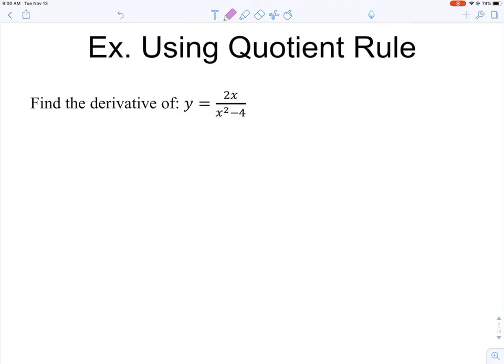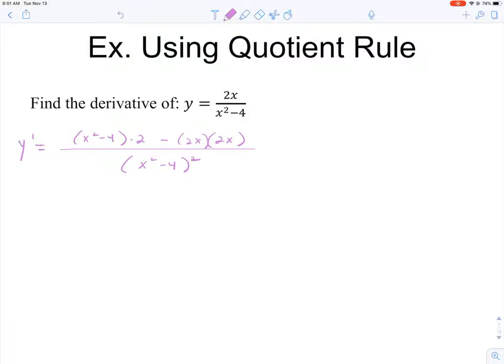So before we wouldn't have known how to find the derivative of this function. So we now have quotient rule in our toolbox, which we can use. So let's find y prime. So we'll bring up the denominator and then times the derivative of the numerator, which is just 2, minus the numerator, and then times the derivative of the denominator, which is just 2x, all over the denominator squared.